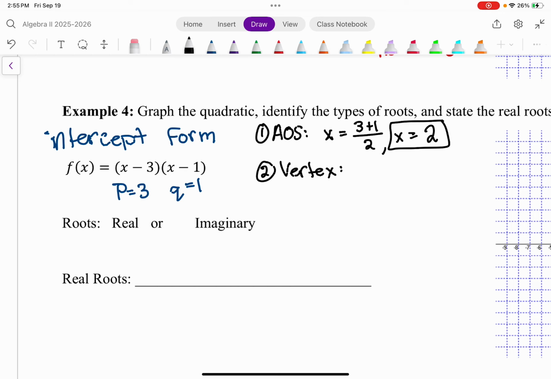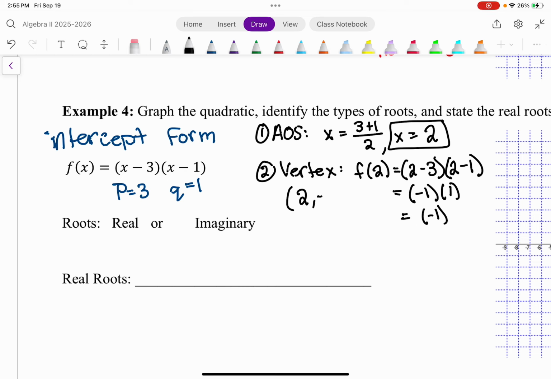Okay, so then to get our vertex, we're going to plug in that x value of 2 and solve for y. So x was 2, and we would do minus 3, and then plug in our other x, 2 minus 1. So this is going to end up being -1 times +1. And when we multiply those together, we get -1, making our vertex at 2, -1.